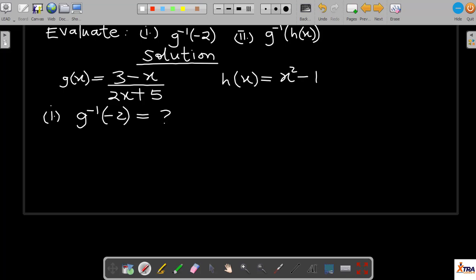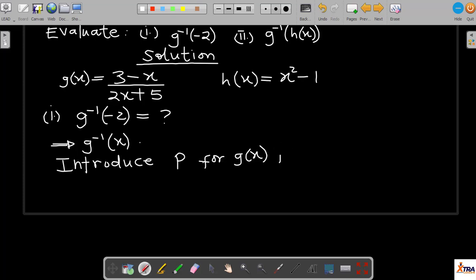First things first. We know that we have g inverse, not g of x, not g of minus 2. We have g inverse of minus 2. So the first thing we have to do is get our g inverse of x. To get g inverse of x, the first thing we do is introduce a letter or a variable to represent our g of x. Since we are using p in this case, as we did under inverse of a function, our g of x now becomes p equals 3 minus x over 2x plus 5.